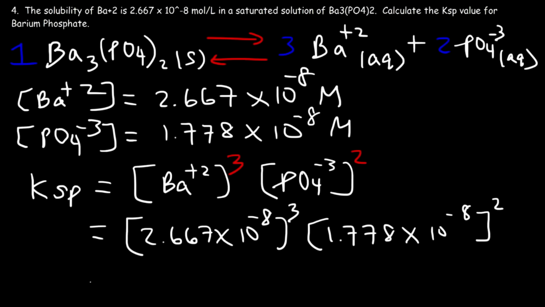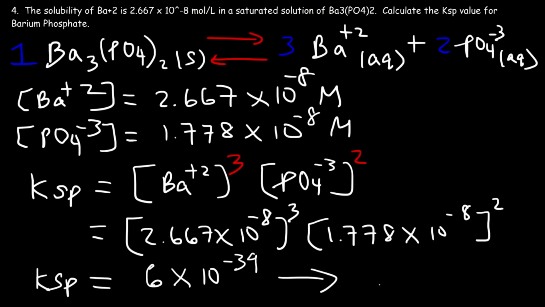So the answer that I got for this problem is 5.997, which is basically 6 times 10 to the negative 39. So that's the KSP value for barium phosphate in this problem. And so this is the answer. Now let's work on a different type of problem.